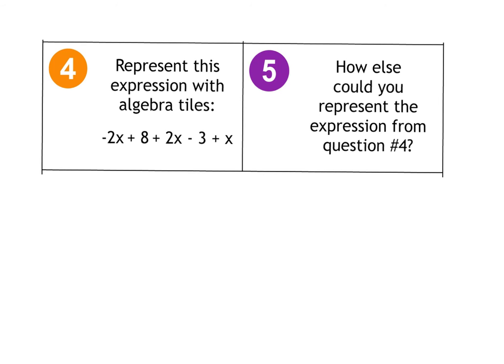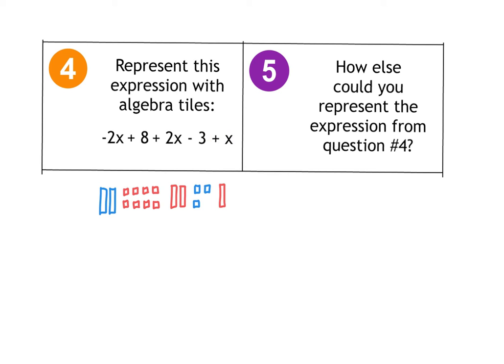To represent this set of algebra tiles, we'll use 2 blue rectangles for the negative 2x. We'll use 8 red small squares for the positive 8. Then we will use 2 red rectangles for the positive 2x. We'll use 3 blue small squares for the negative 3. And then 1 more red rectangle for the x. Remember that when we just see a variable like x, we know that's a 1x.